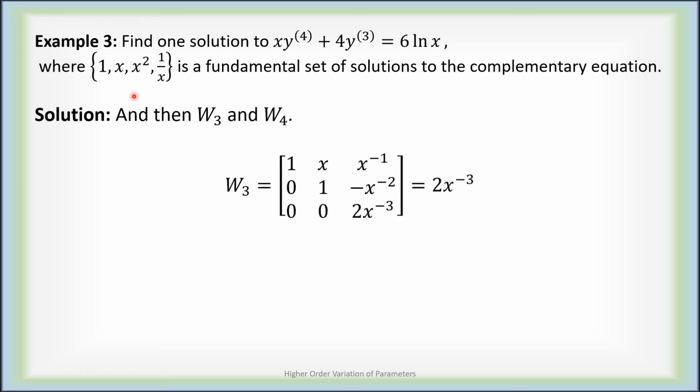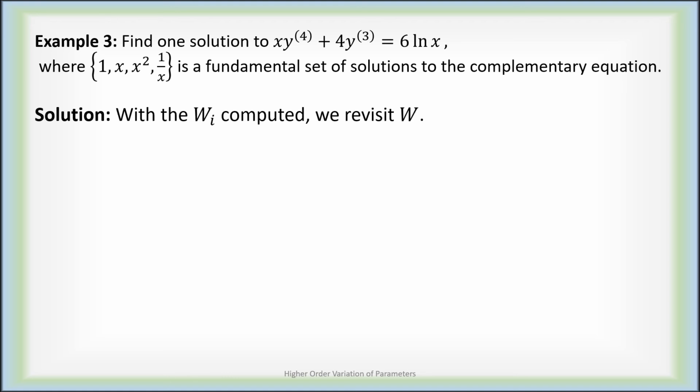To compute W3 and W4, it's really all the same work. So for W3, remove x squared, take 1, x and x to the minus first, and make a Wronskian-like matrix out of that. Expand this along the left column, and you're going to quickly get that the determinant is 2x to the minus third. For W4, if I remove 1 over x, the last element from the fundamental set, I just have 1, x, x squared. First derivative, second derivative, expand along the left column. Its determinant is just 2.